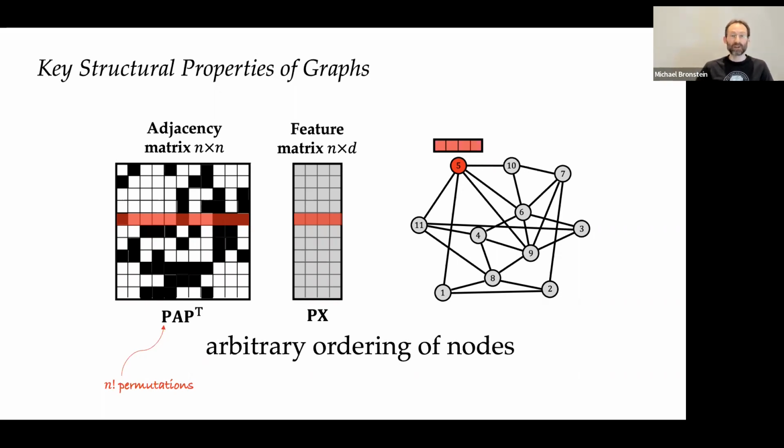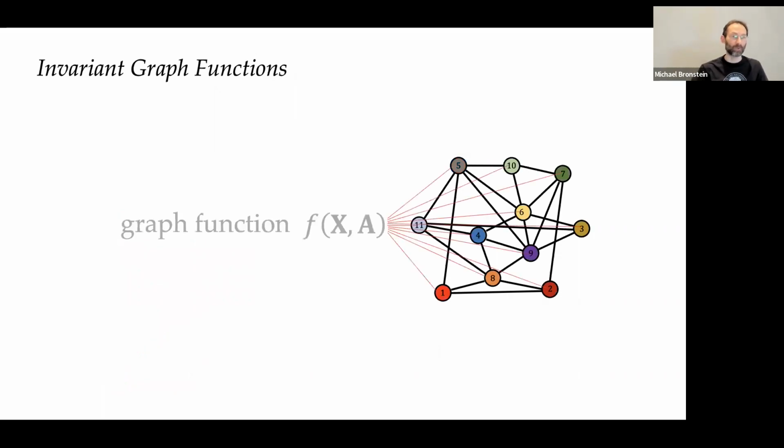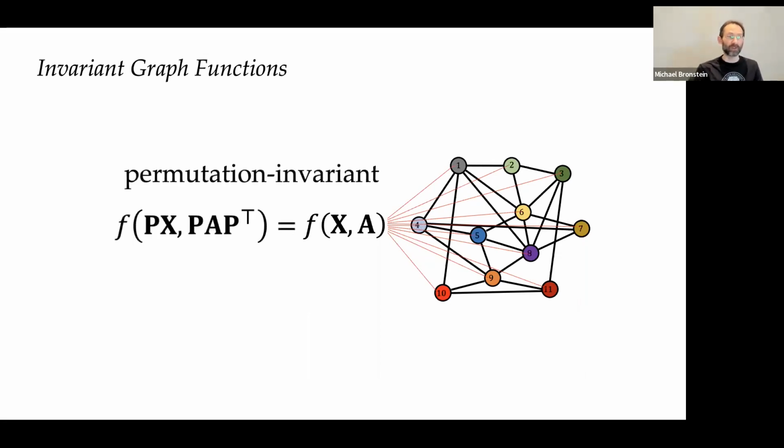So permutation is a very large group. It has n factorial elements. So we'll see that it will actually impose certain limitations on how we can work with graphs. Now, if you want to implement a function on the graph that provides a single output for the entire graph, like in our example of predicting properties of molecules, we don't care about the way that we order the nodes, right? So we want a function that is unaffected by the action of the permutation, in other words, a function that is permutation invariant, right?